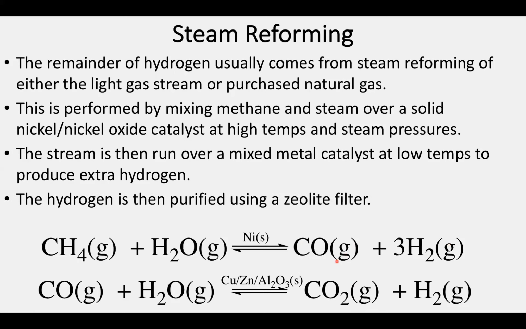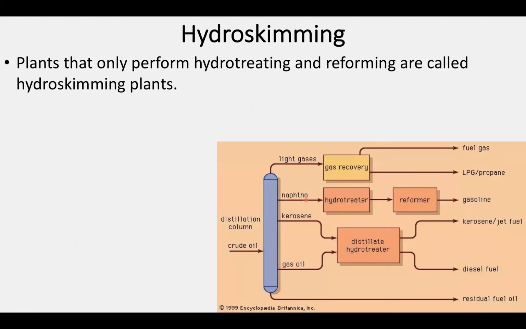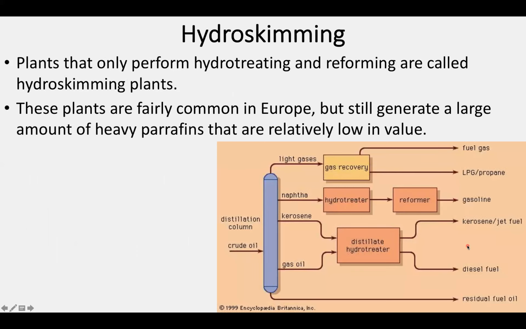Then you're typically going to be removing the hydrogen using a zeolite filter. So a zeolite is essentially highly structured clay, which we'll talk about a little bit more later. So if all you end up doing is essentially removing the sulfur and taking a little bit of your oil and making a little bit more diesel and kerosene, this is called a hydroskimming plant. So these plants are still fairly common in Europe.